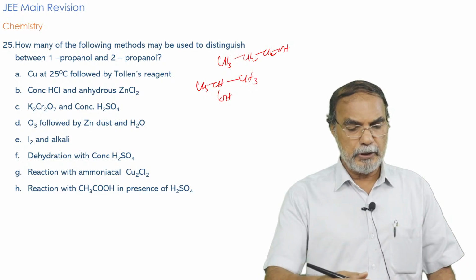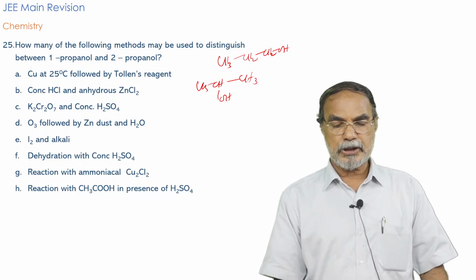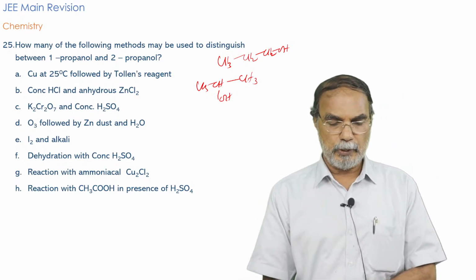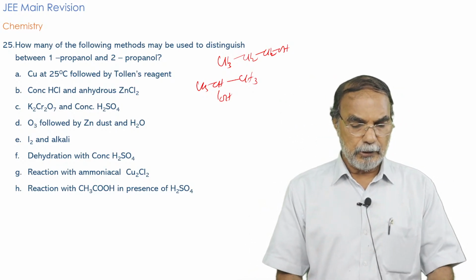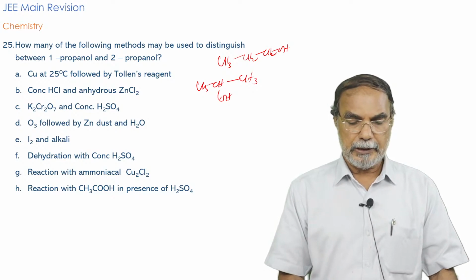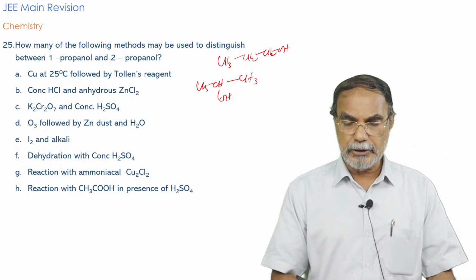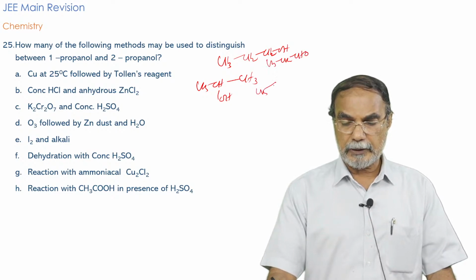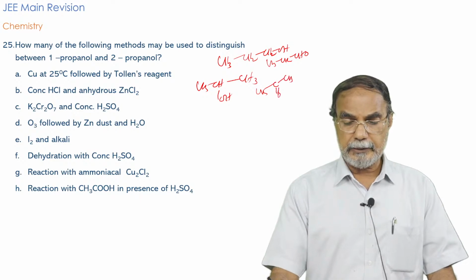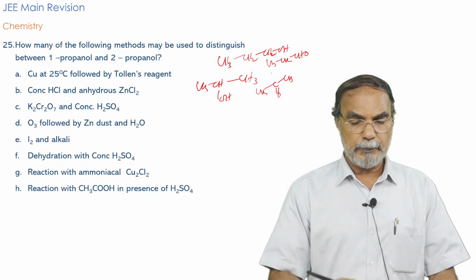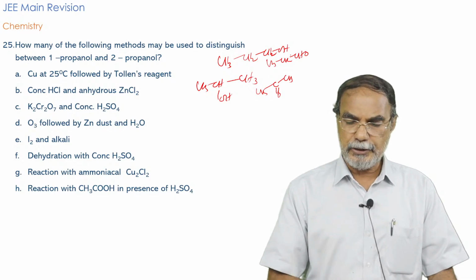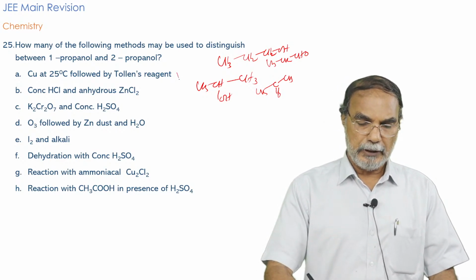You are given so many options, and how many of the options will work as a method to distinguish between 1-propanol and 2-propanol? Let us check one by one. Copper at 250 degrees Celsius, the reaction is catalytic dehydrogenation, where this will give an aldehyde, CH3CH2CHO, and the secondary alcohol will give a ketone, and the aldehyde and the ketone can be differentiated by the Tollens reagent. Aldehyde will give a silver mirror with the Tollens reagent, whereas the ketone will not, and therefore A is correct.